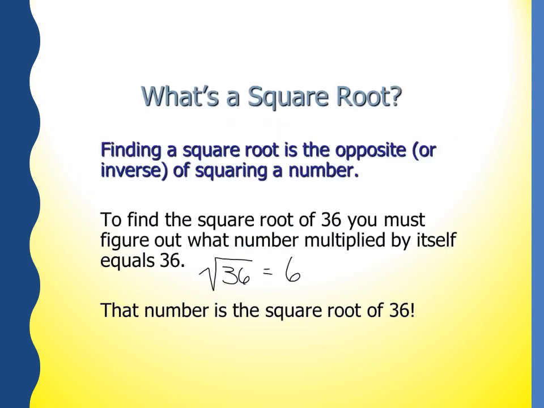Again, about the meaning of the square root. Finding a square root is the opposite of squaring a number. To find the square root of 36, you must figure out what number multiplied by itself gives 36. Then root of 36 equals 6. So the square root of 36 is 6.